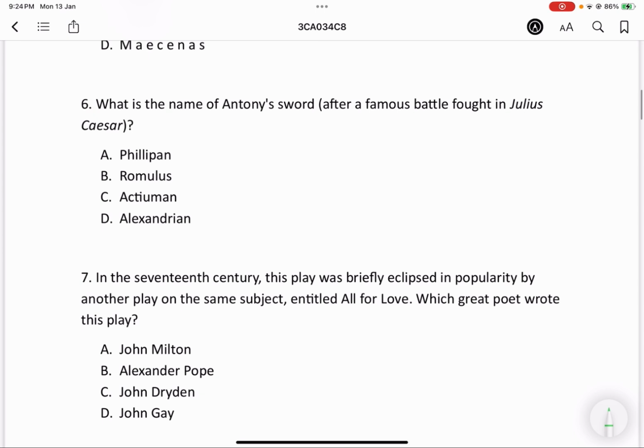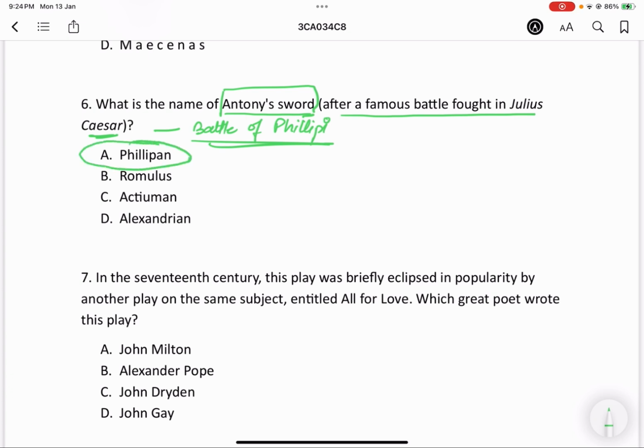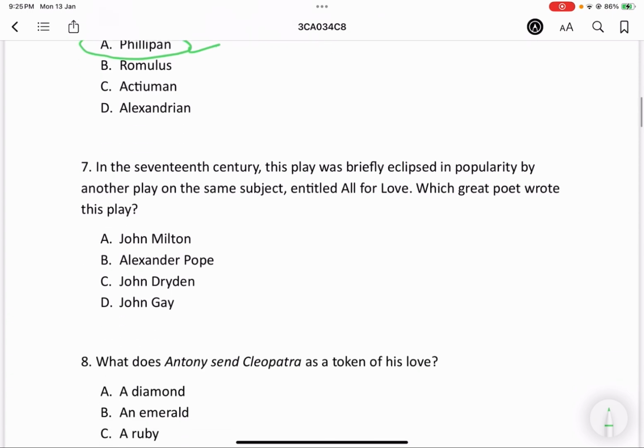Moving on, question number six. What is the name of Antony's sword? This also is an important question. It was named after the battle he fought in Julius Caesar, the Battle of Philippi. So, looking at this battle, we know that the answer has to be option A, Philippan. So, Antony's sword was named Philippan after the Battle of Philippi.